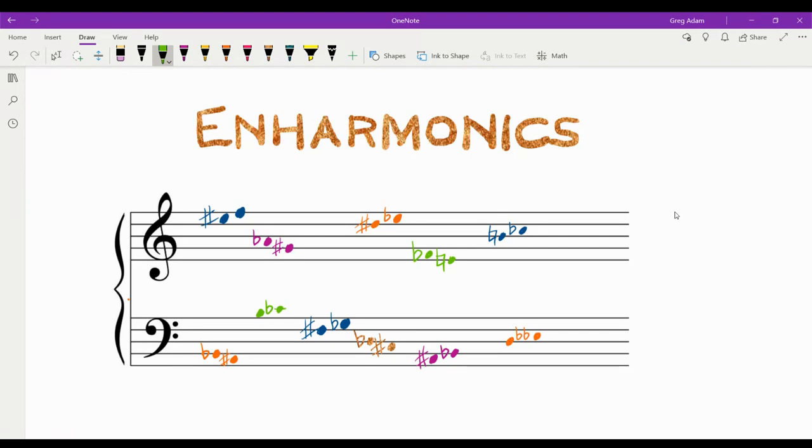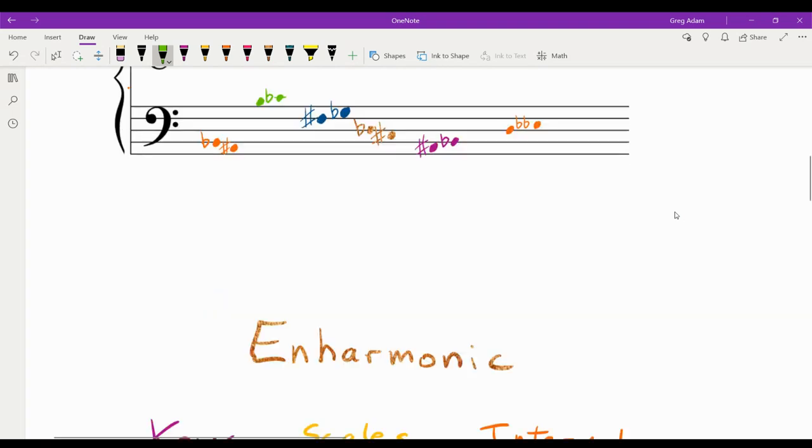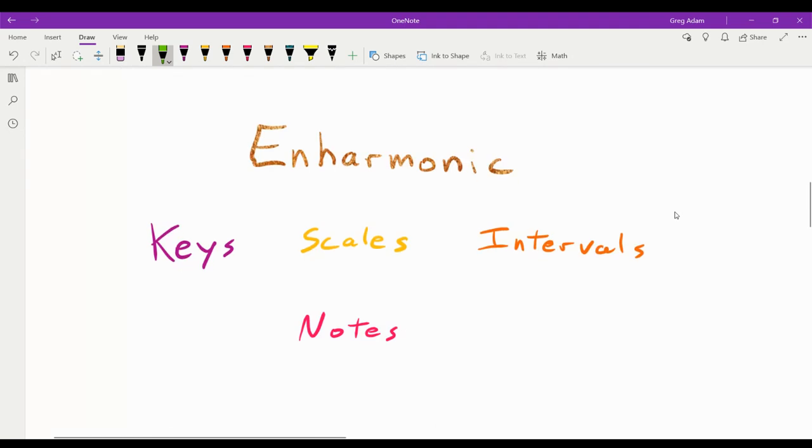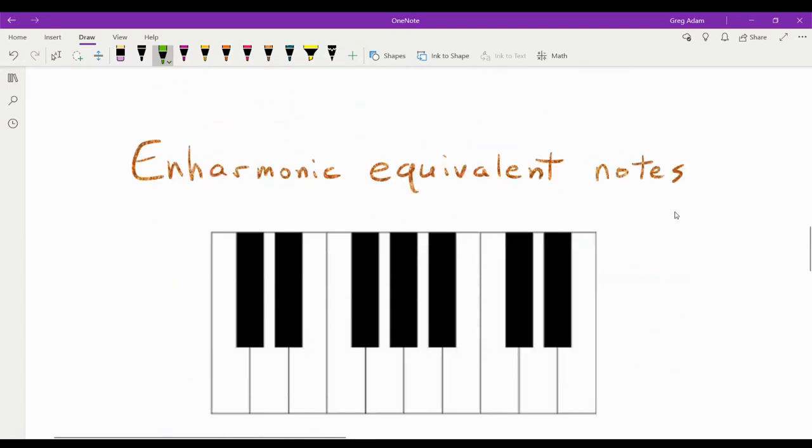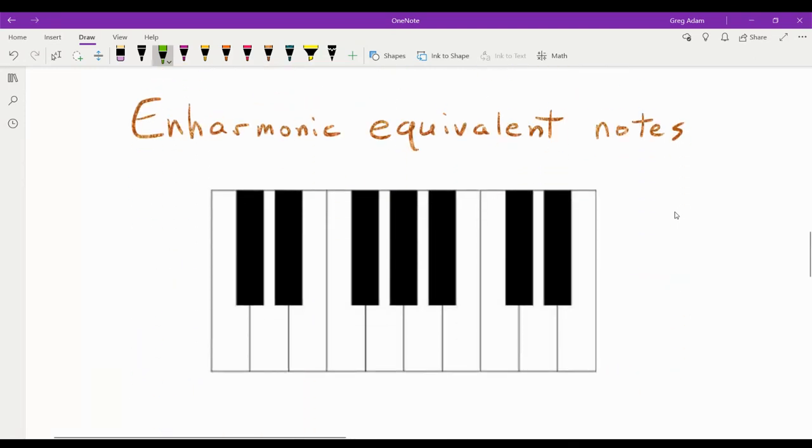Enharmonics, it's a musical term that sounds complex, but it means something fairly simple. It really means that something has two different names. Now, we can have enharmonic keys, scales, intervals, or notes. For the purpose of this video, we are going to be explaining enharmonic notes. And to help us with that, we will use this piano keyboard.